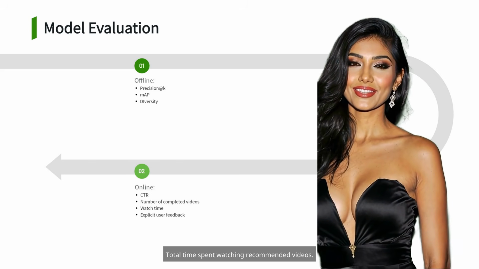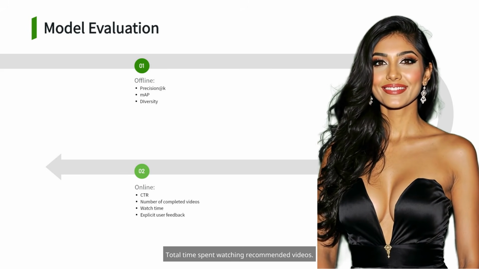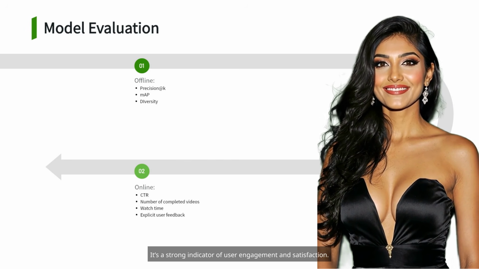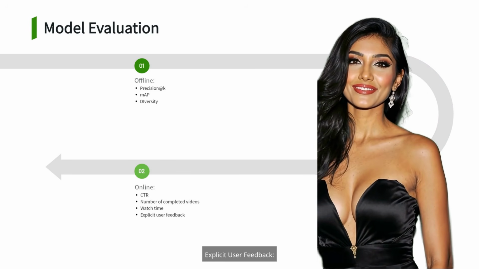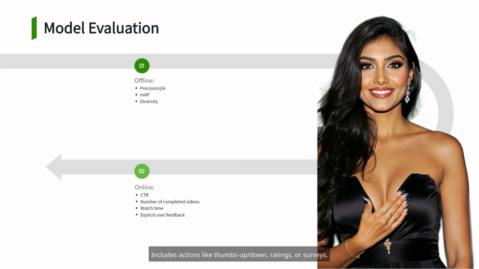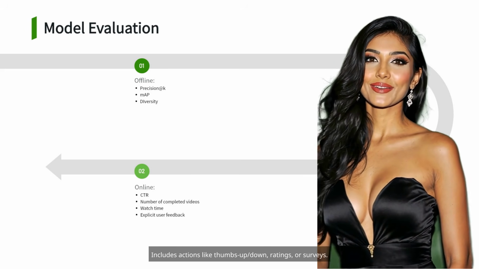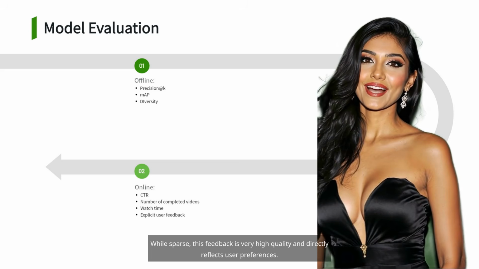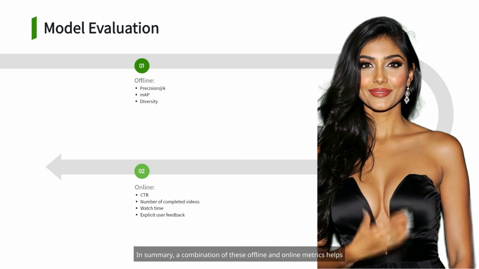Watch time, total time spent watching recommended videos. It's a strong indicator of user engagement and satisfaction. Explicit user feedback includes actions like thumbs up, down, ratings, or surveys. While sparse, this feedback is very high quality and directly reflects user preferences.